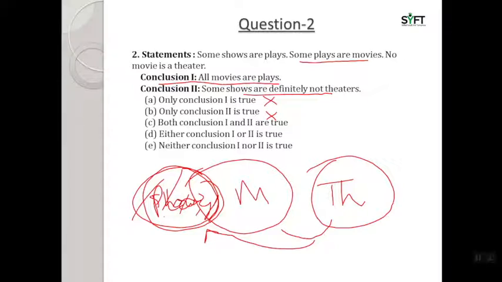Both conclusion 1 and 2 are true. This also is not true. Either conclusion 1 or 2 is true. In this case also, we cannot say this one or this one is true. Neither conclusion 1 nor 2 is true. So from here, we can find the closest answer, because from this we cannot conclude which one is true. So the answer is A.